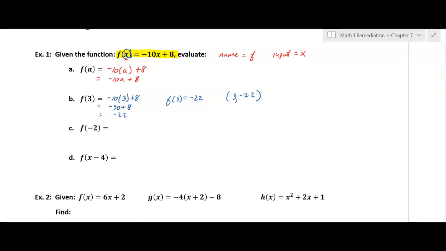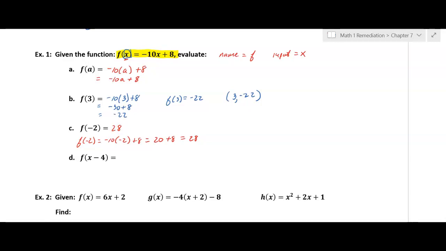Next, f of negative 2. So now everywhere I see an x, I'm going to replace it with a negative 2. So negative 10 times negative 2 plus 8 would give me negative 10 times negative 2 is 20 plus 8 would be 28. So f of negative 2 is 28.